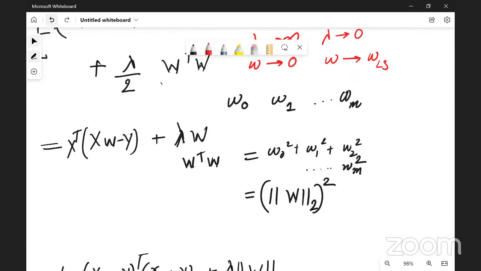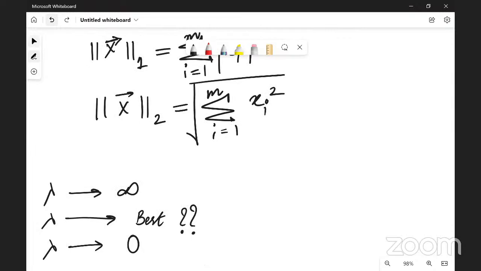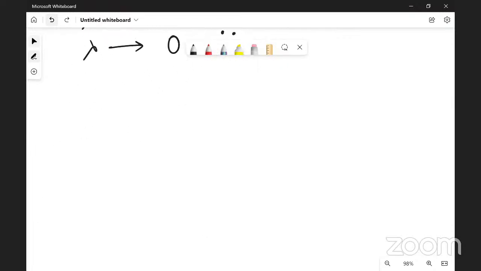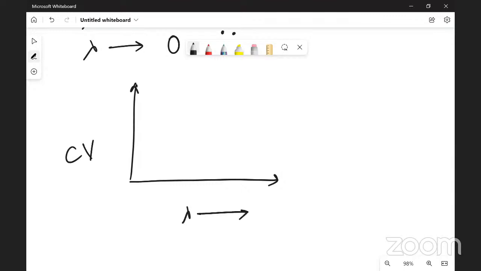Okay. And the last question is, how do we find the best or optimal value of lambda? We don't know beforehand. So what we do is experimentation. We plot the cross validation loss with different values of lambda, and the chart might look something like this. We choose the value for which the cross validation loss is smallest, and that is our best value of lambda for that model.